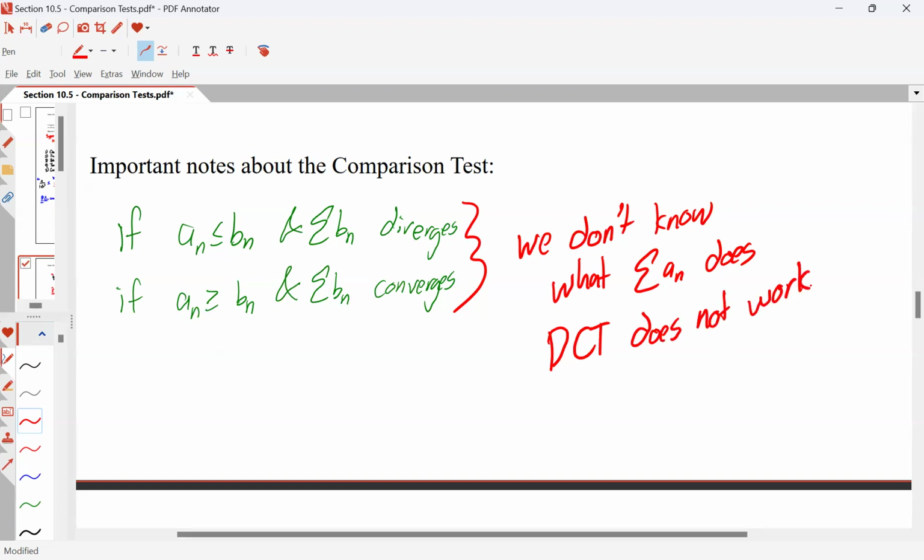So the direct comparison test is great when we get these inequalities nicely and the appropriate series is converging or diverging. But when this wording doesn't line up, we can't use it. It just does not work. So this is where we're going to introduce a new test in the next video known as the limit comparison test. And the limit comparison test will solve this problem of what if I have the reverse inequality of what I want. So next video, we will look at the limit comparison test.